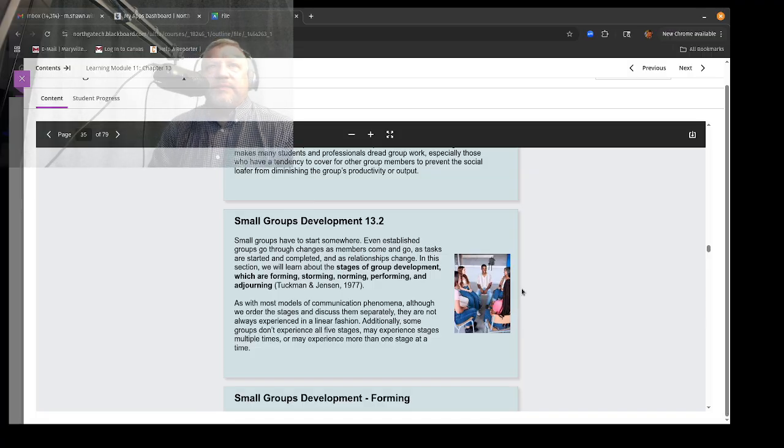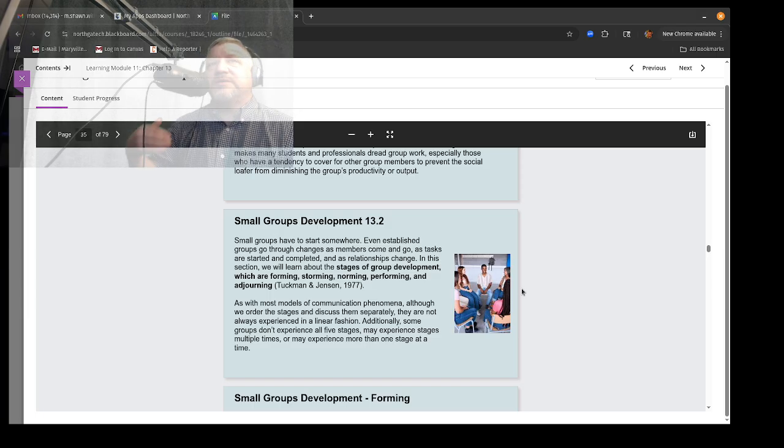When we think about small group development, 13.2, they have to start somewhere, right? Even established groups go through changes as members come and go, and as tasks are started and completed, right? The relationships change over time as well.